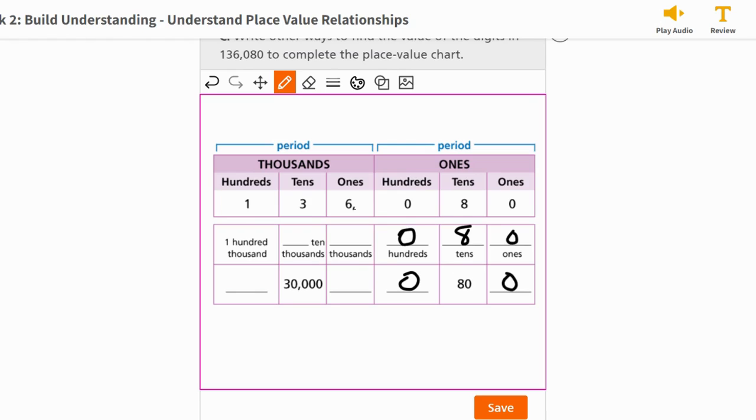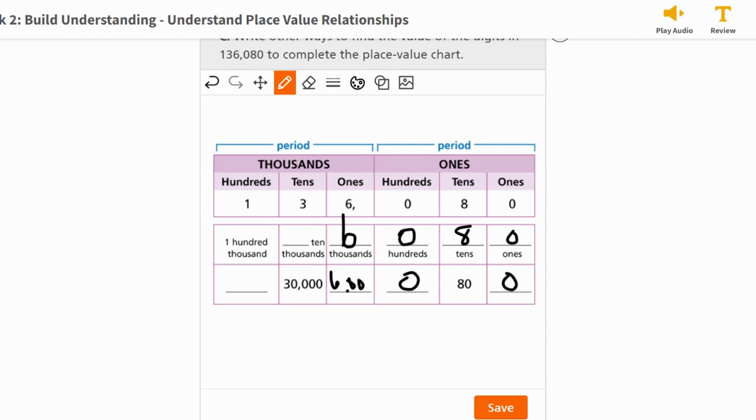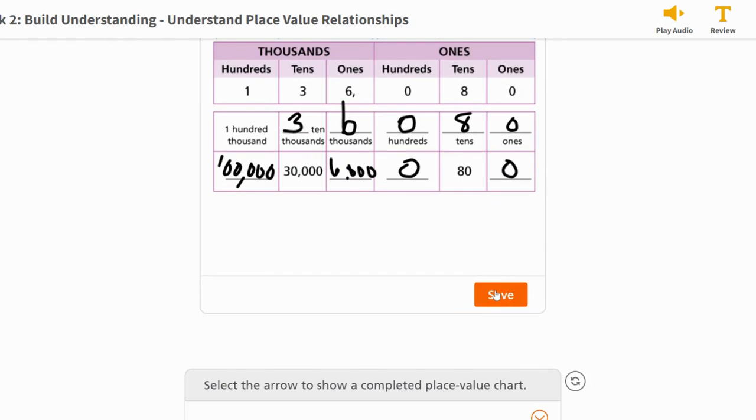Okay, so here we have 6,000. And the way we write that is 6, 3 zeros afterwards. Everything after would be a 0. 3 10,000s would be written as 30,000. And 1 100,000 would be written as 100,000. Let's save our work.